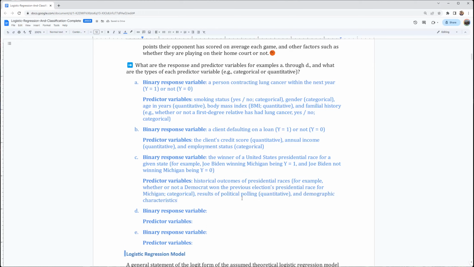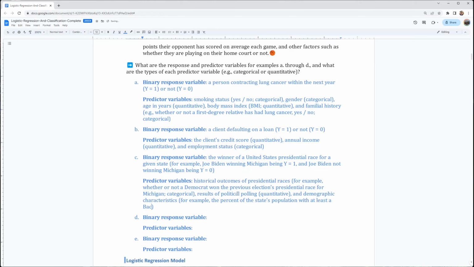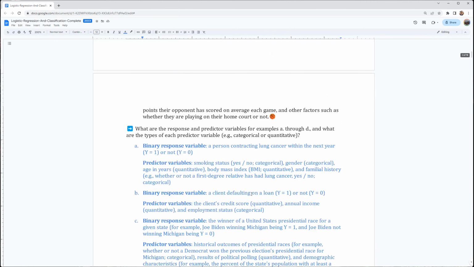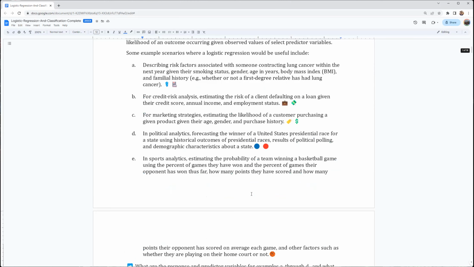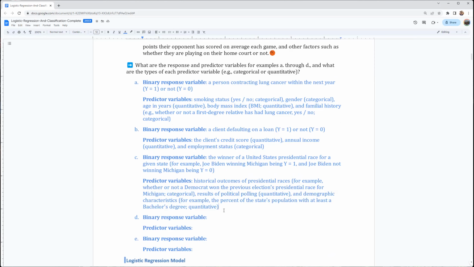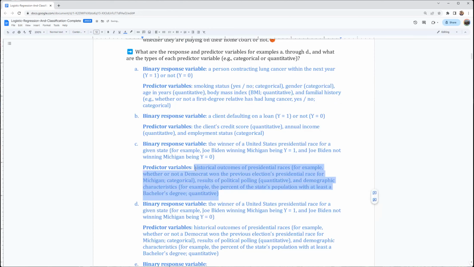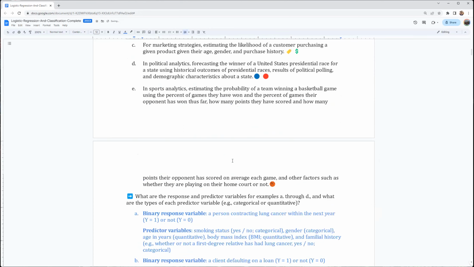And then demographic characteristics. So we could say, for example, the percent of the state's population with at least a bachelor's degree. And that would be, for example, quantitative. I skipped one. Oh, I skipped the marketing strategies. Oops. So that was D. Let's copy that down there. Okay. And then for C, which I had accidentally skipped. C was the marketing strategies.